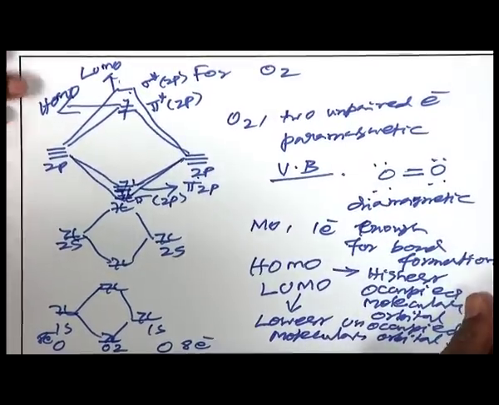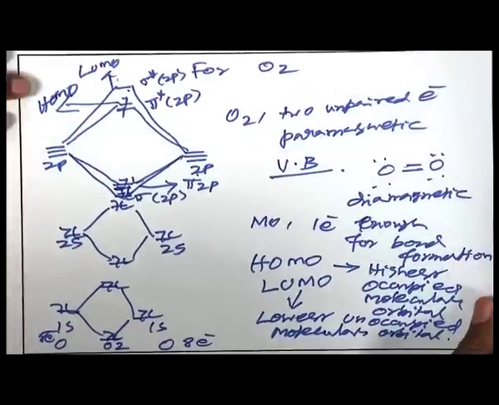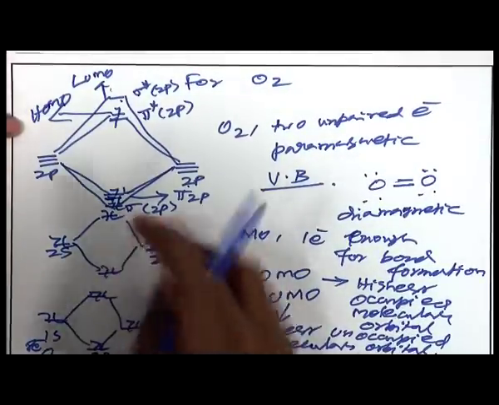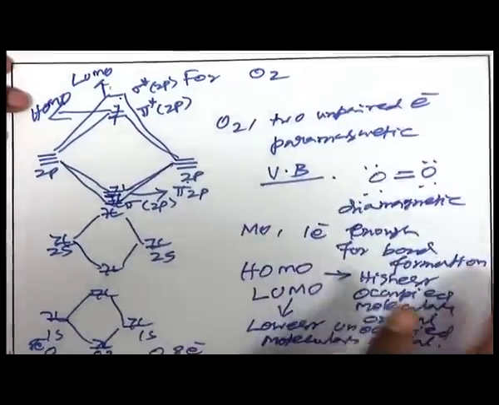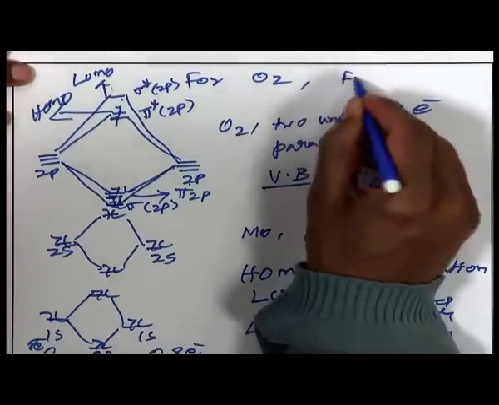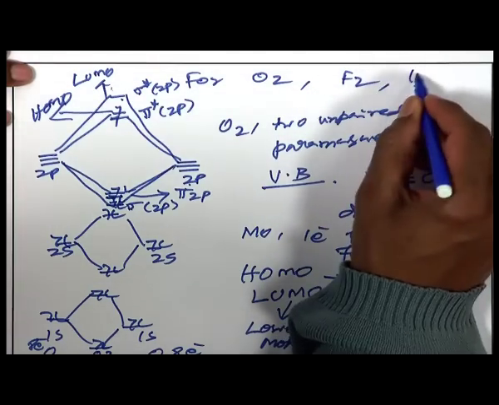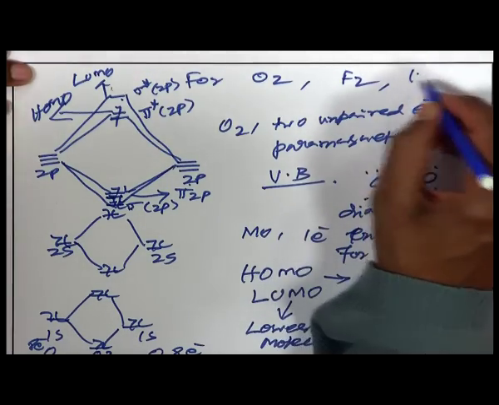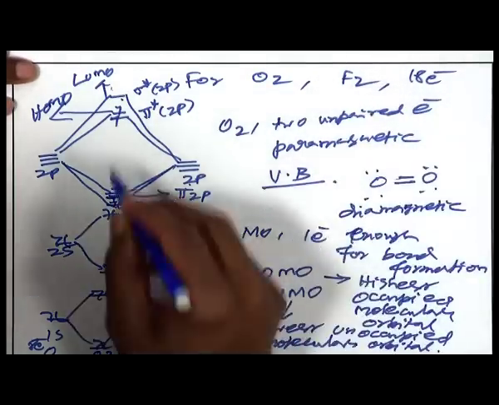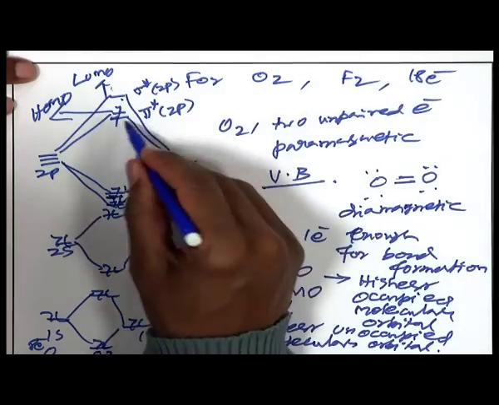Now you have molecular orbitals. Suppose this is an energy level diagram for O2. In the same way you can fill up molecules such as F2. The number of electrons is 18, because there are 9 electrons from each fluorine atom. So the remaining 2 more electrons will go to these 2.